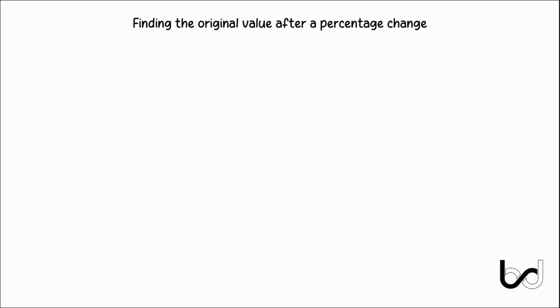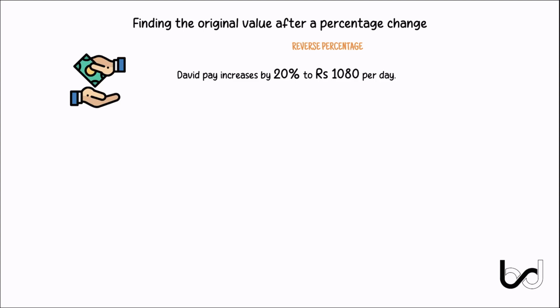So the question is, find the original value after a percentage change, which is also known as reverse percentages. At times we call it that because we are working in reverse to find out the original value. For example, let's take this question: David's pay increases by 20% to rupees 1080 per day. Now you need to find out what was his pay before the increase. What you know is that after the increase the pay is 1080 per day. There was some original price which we are not aware of, so we have marked it with a question mark.